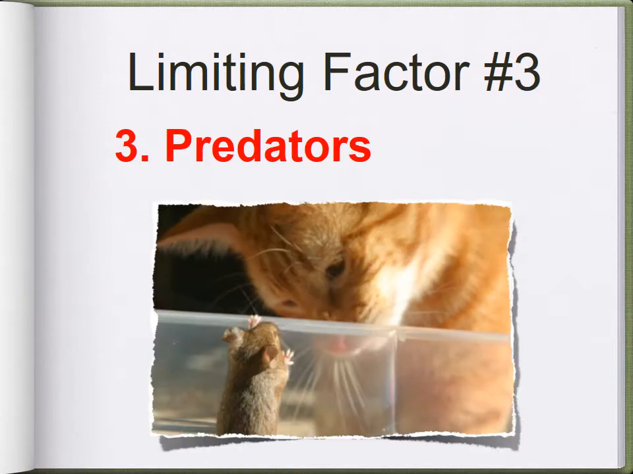Number 3 is predators. So if, for example, you were a fish in that pond and you have some birds coming in trying to eat you, the birds will be one of the factors that would limit your growth. If you have a lot of birds in that area that are eating you, then your population will probably not be very big. But predators are a limiting factor.